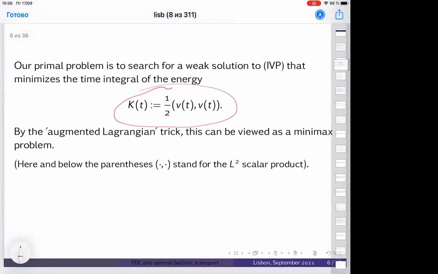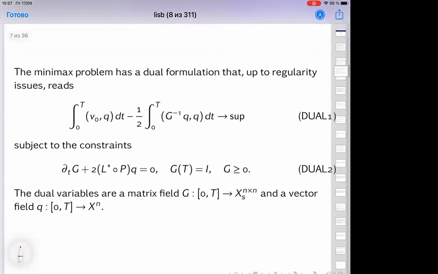And there is some augmented Lagrangian trick, which permits to go from this minimax problem, right? Because it's a minimax problem, to the dual problem. I don't have time to give the details of how you do it because it takes some time, but Jan will describe in his talk some example of how we actually proceed to go from the primal problem to the dual problem. But at the end, the dual problem looks something like this.